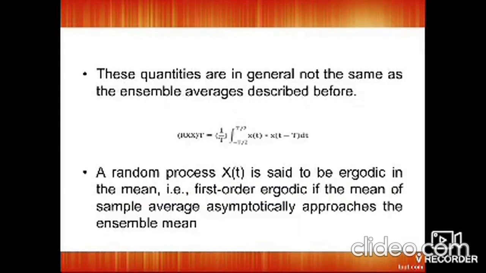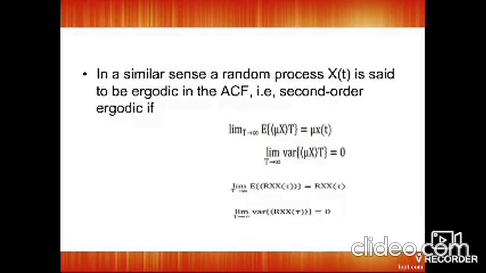The quantities are in general not the same as the ensemble averages described. So it varies, that is Rxx of t is equal to 1 by T integral from minus T by 2 to plus T by 2 of x of t convolution with x of t minus capital T dt, where x of t is ergodic in mean, and first order ergodic if the mean of the sample average asymptotically approaches the ensemble mean. So for the definition of random process, we have to consider ergodic mean and ergodic autocorrelation.